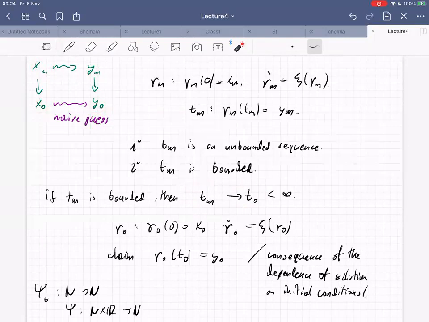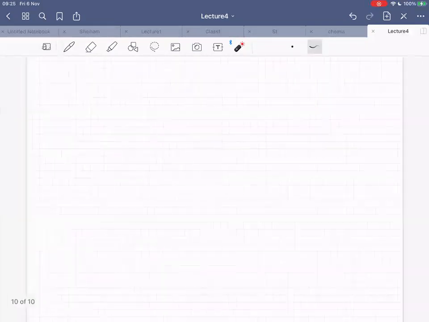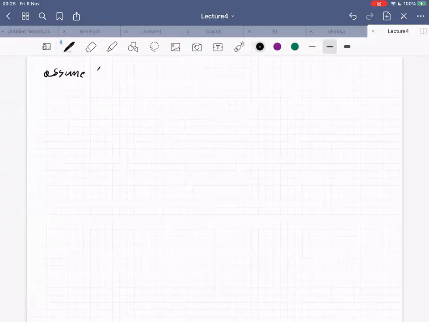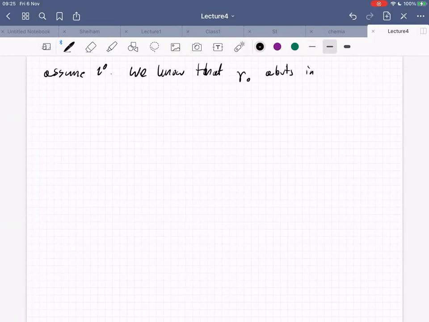But of course, this is case 2. But if case 1 happens, then we don't have control. So what can happen? Assume 1. We know that gamma naught abuts in a critical point P prime.